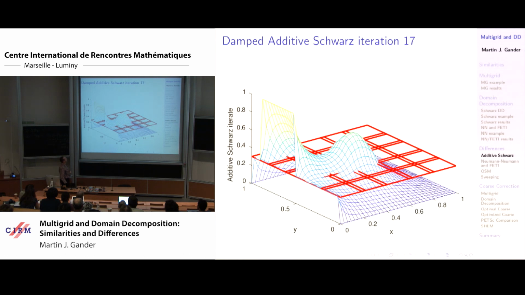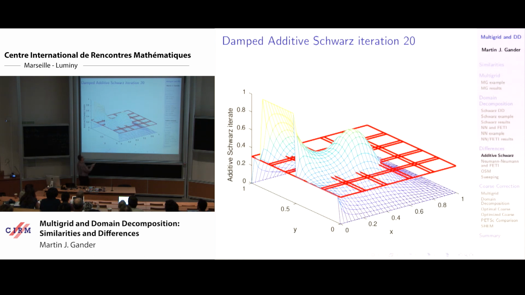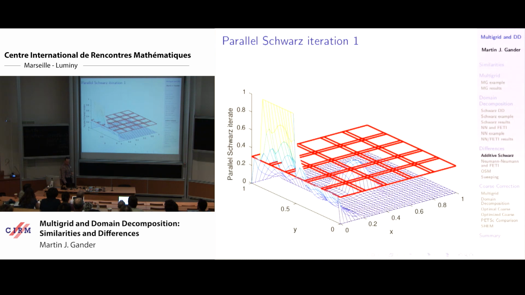You see it works. And in 20 iterations, I get to about the height of the last red line. Now what happens if I use the parallel Schwarz method of Lyons on this example? Because that one does work. So I just do it.